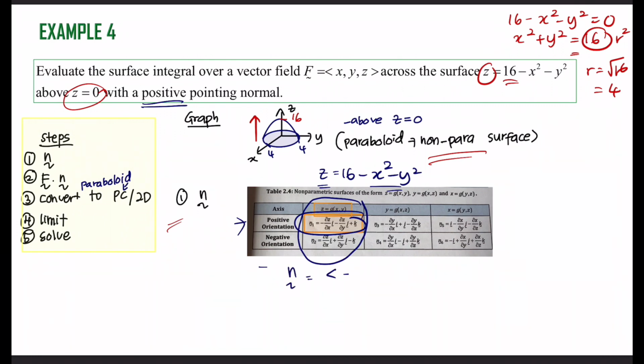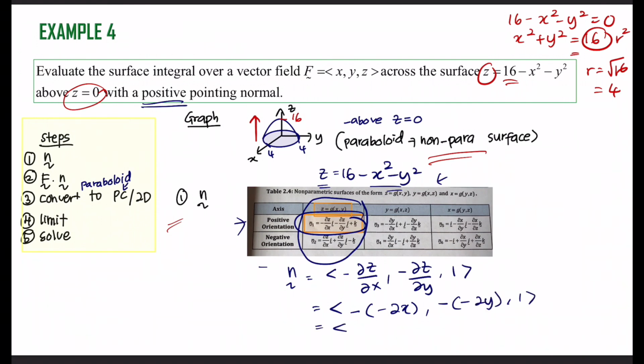So n equals negative partial z over x, negative partial z over y, and 1. Differentiate z with respect to x, we get negative 2x, so negative of that gives 2x, and negative 2y, and 1. Simplify. So this is the unit normal vector for this surface.